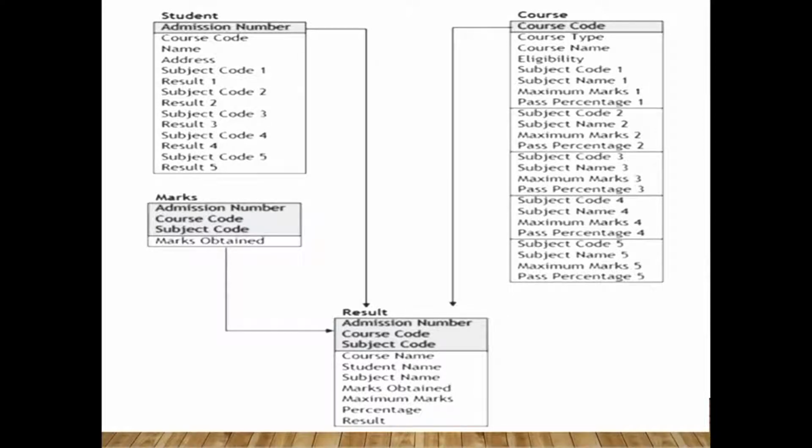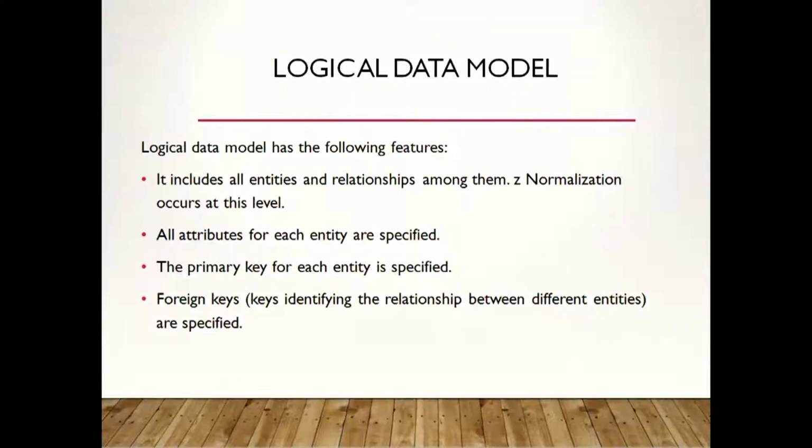Now these three entities combined together are used to form the result. The result can have the attributes admission number, course code, subject code, course name, student name, subject name, marks obtained, maximum marks, percentage and result. So, this was about the conceptual data model. Now, let us come to the logical data model.